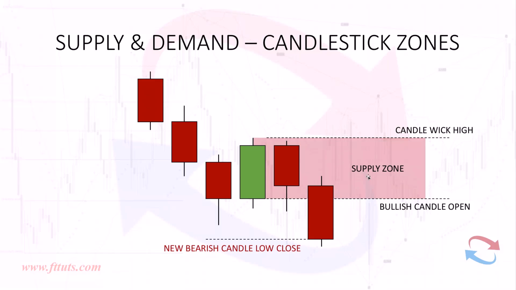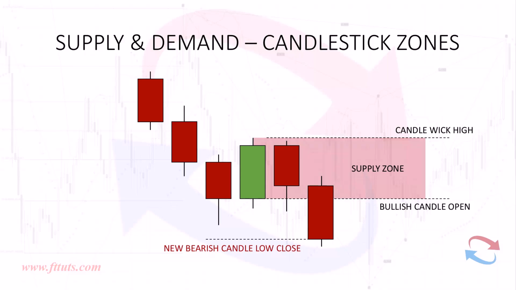And then we draw our supply zone from the bullish candle's open price into the swing high. Wherever the candlestick wick is highest, in this case the bullish candle, so whatever candle wick high is highest, that's where we draw the top of the supply zone. But it starts from the bullish candle's open price.